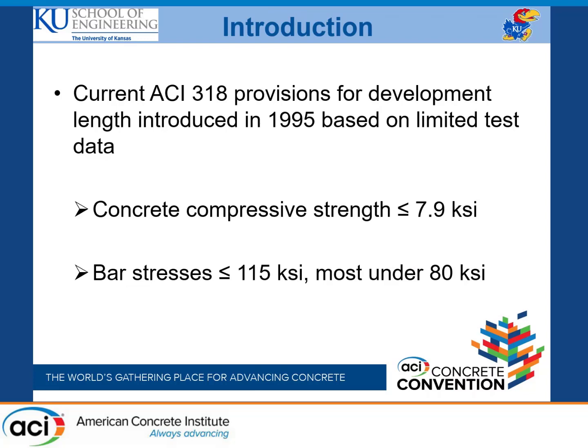We have a subchapter in the ACI building code for development length, and these provisions were introduced back in 1995 based on limited test data. The test data at that time included compressive strength up to 8 ksi and bar stresses below 115 ksi, mostly under 80 ksi.